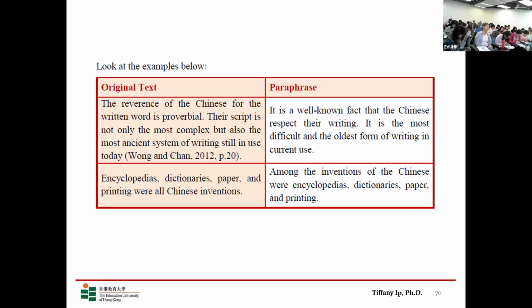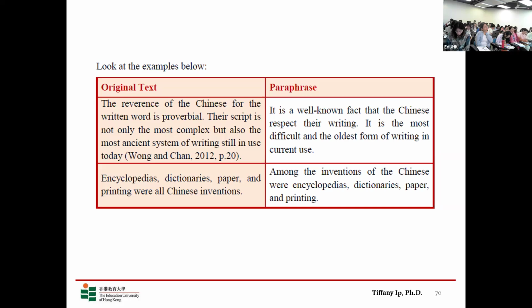Okay, so can anyone tell me what's the meaning of this word, reference? Respect, yes. And then what about proverbial? Yeah, well known, or any other words? Famous, right? And then the simplest way of changing it is of course the respect. You change it to another word already. The respect of the Chinese for the written word is well known.